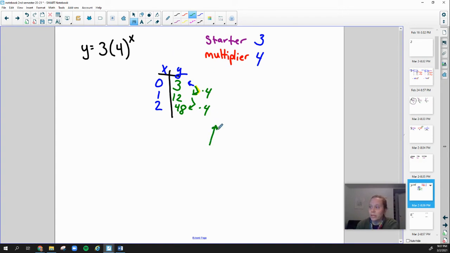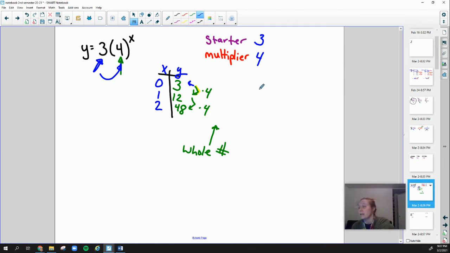Notice our multiplier was a whole number. Whenever we're doing a whole number, it means that we are multiplying by just a simple exponential growth function. Our table is also getting bigger as we go down from 3 to 12 to 48. The other thing we talked about was if our multiplier or our changer was a percentage. So if I were to make a situation for this one, I would say I started off with 3 gray hairs, and every year it quadrupled. So that would be multiplying by 4.